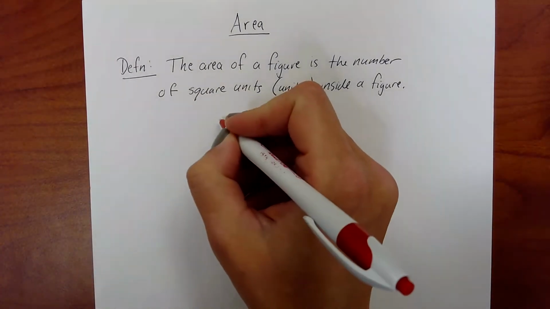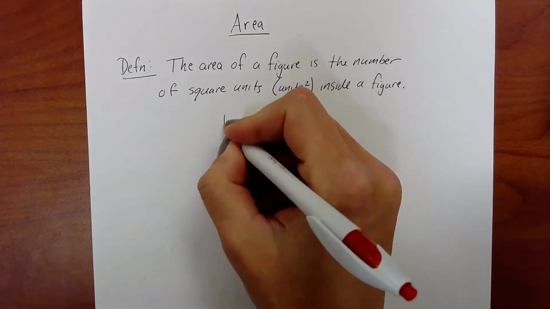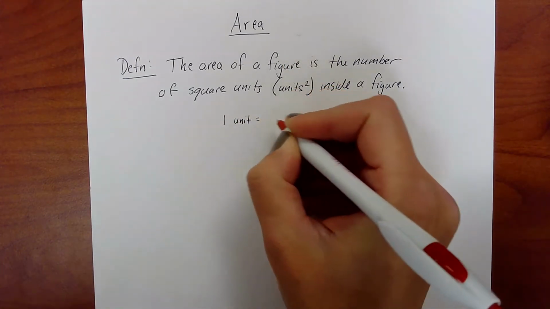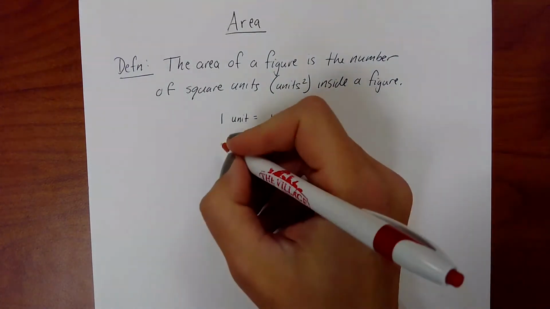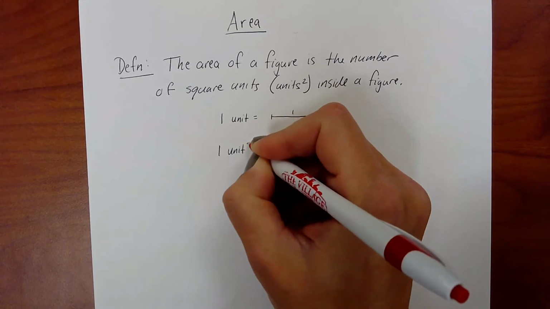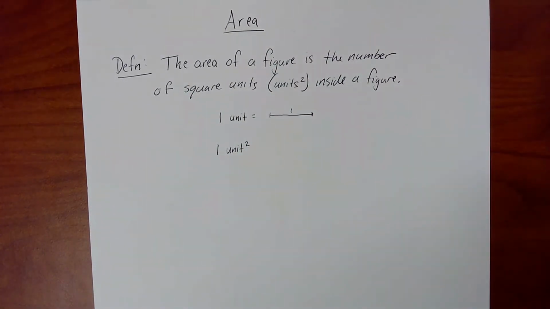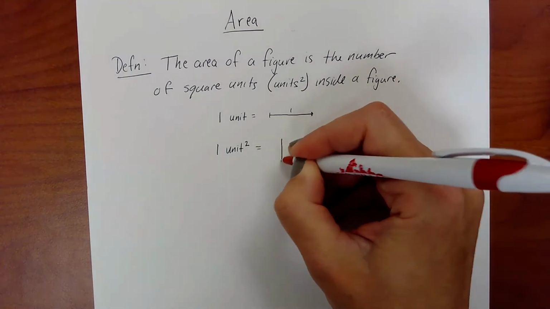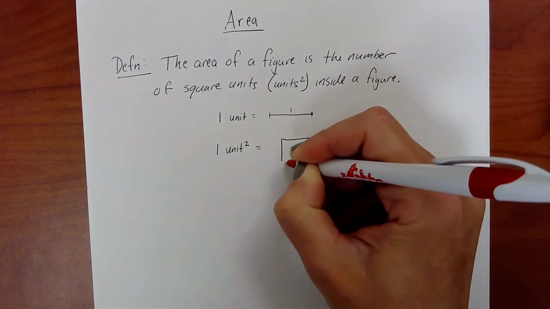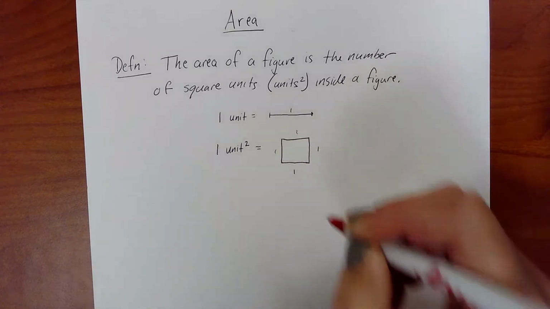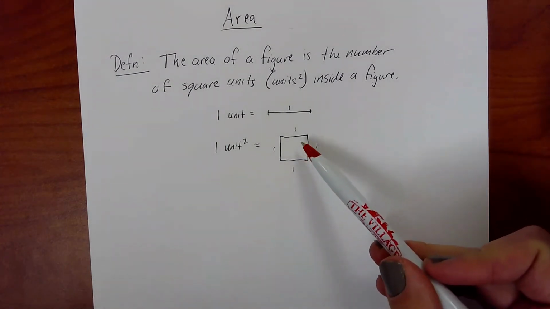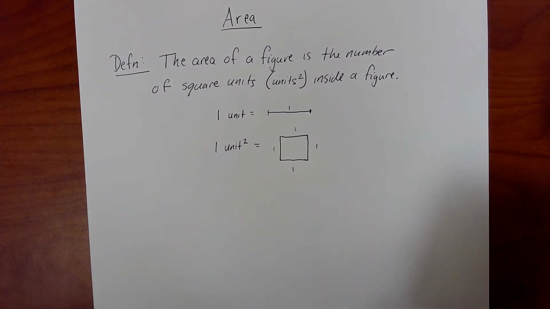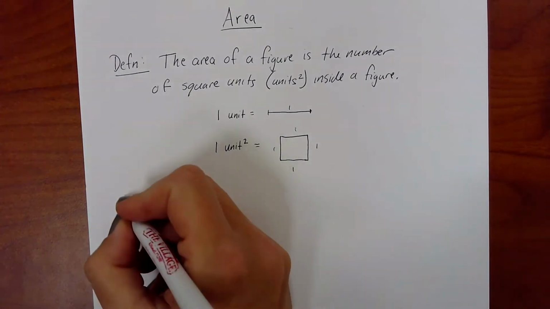Let's write down, what does a square unit look like? Well, one unit is just a length, a length of 1. What does 1 unit squared look like? I kind of gave it away. It's a square that's 1 by 1. That's 1 square unit. So if I said the area was 20 square centimeters, it would be 20 squares that are all 1 centimeter by 1 centimeter. Okay? So let's look at different shapes here.